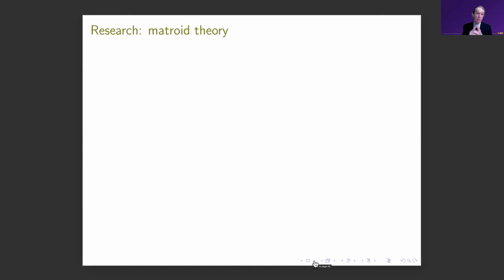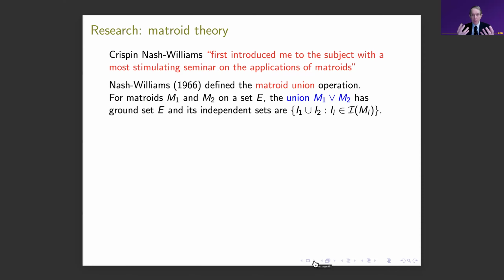What was it about matroid theory that interested Dominic? Well, he was introduced to the subject at a most stimulating seminar by Nash-Williams on the applications of matroids. What was it that Nash-Williams did? Well, he'd introduced the operation of matroid union. Those of you who know matroids will know what this operation is. You take two matroids on the same set, their union has the same set as ground set, and the independent sets are the union of an independent set in the first matroid and an independent set in the second matroid.